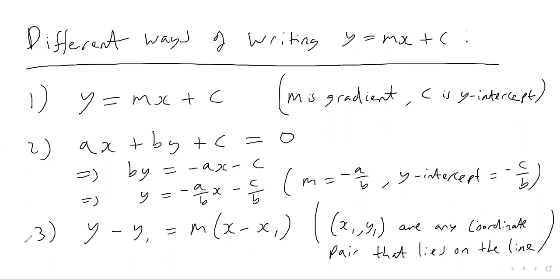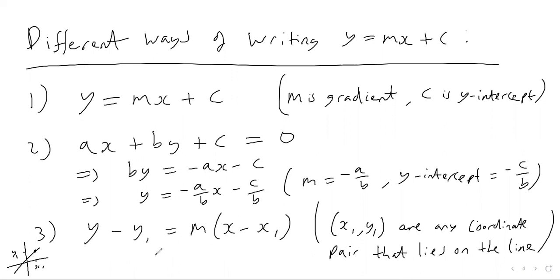So again, let's say I just try and fit in like a diagram here. Let's say this is x1 there. Let's say this is y1 there. So it's a coordinate, any coordinate you like on this line. If you do y take away that y coordinate and set that equal to the gradient times x take away the x coordinate, that's another way you can write the equation of a line too. That would be exactly equivalent to this format up here.